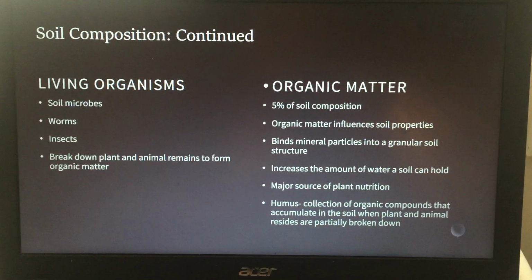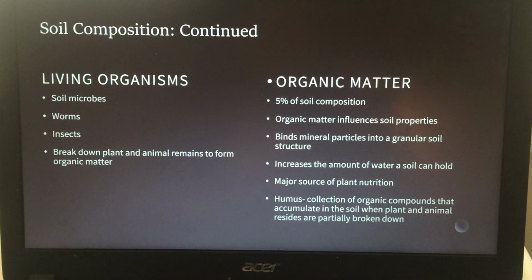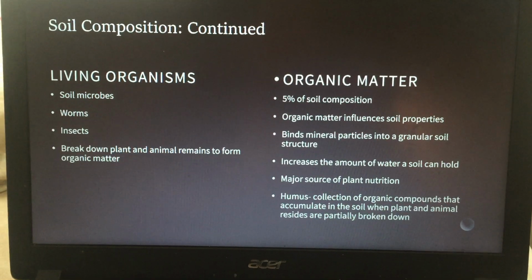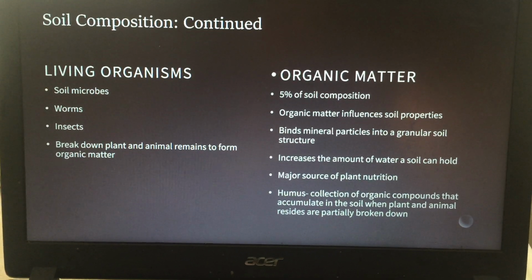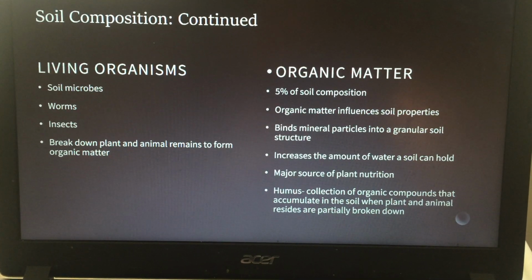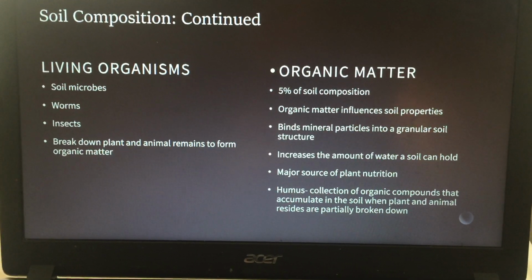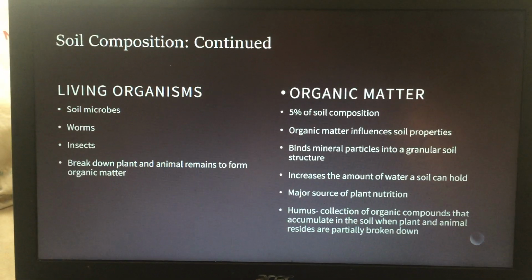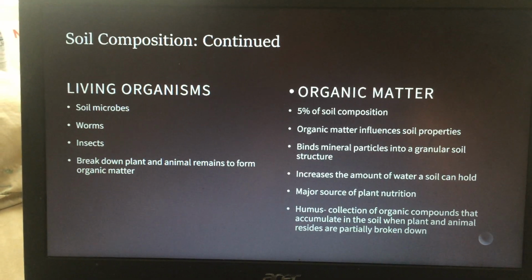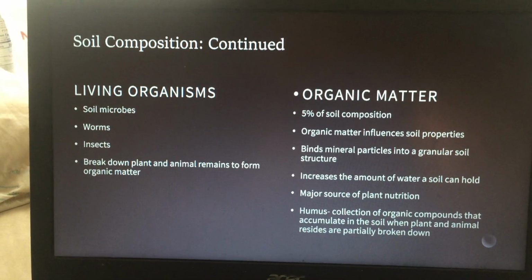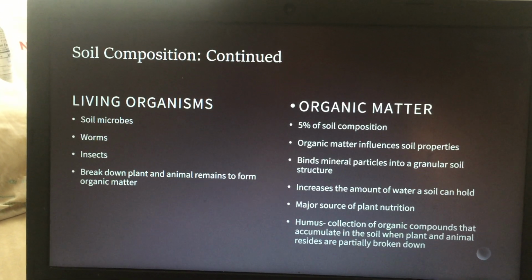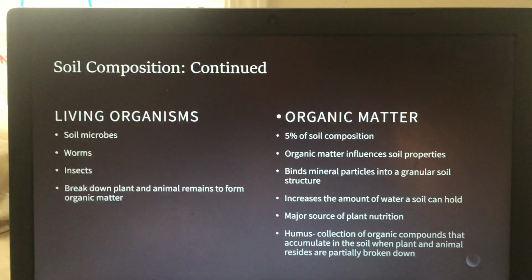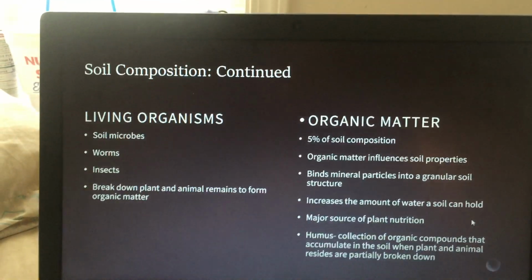So the next we have is the living organisms fraction, and that includes soil microbes, worms, insects, and they help break down the plant and animal remains to form the organic matter. Organic matter is 5% of the soil composition, and it influences soil properties such as fertility because it binds mineral particles into a granular soil structure. It increases the amount of water a soil can hold. It's a major source of plant nutrition, and a part of organic matter is the humus, and that's a collection of organic compounds that accumulate in the soil when plant and animal residues are partially broken down.